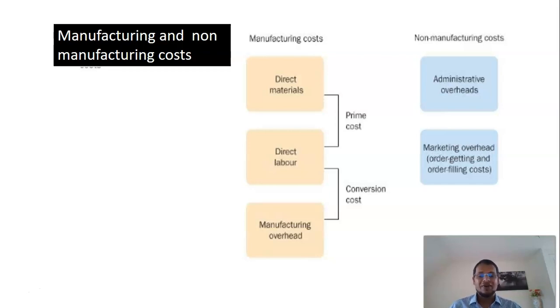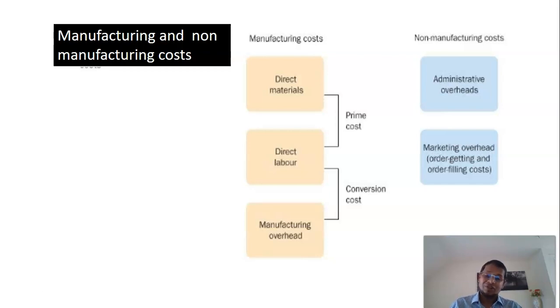And direct labor and manufacturing overhead, these are the costs, these are the systems, these are the people we need to convert the direct materials to the finished products. So we produce the products from direct material. So direct material is converted to finished products by using the labor and overhead. That's why these two expenditures, direct labor and manufacturing overhead, are combinedly known as conversion cost.